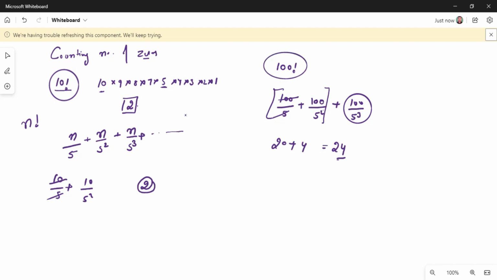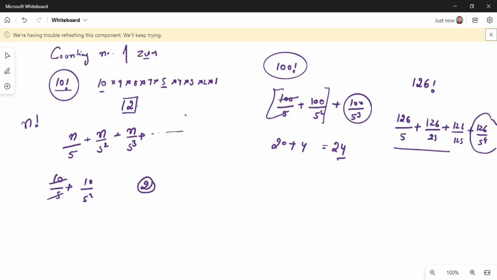Okay, let's take one more example. If you have to find out number of zeros in 126 factorial. Okay, so again you have to apply the formula, 126 divided by 5 plus 126 divided by 25, as it is 5 square, plus 126 divided by 125, which is 5 cube, plus 5 raised to 4. So we can ignore this. So we have to add these values only.